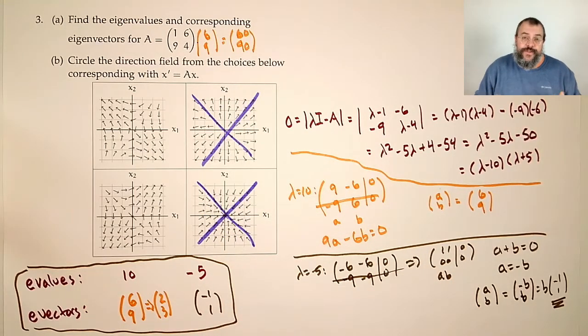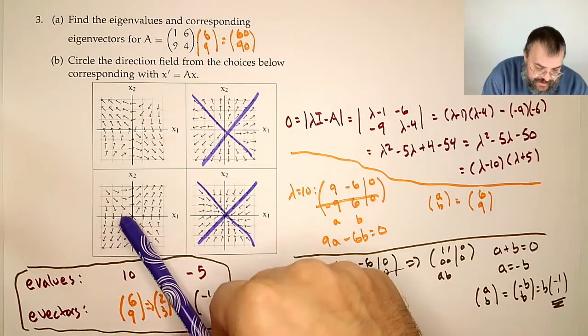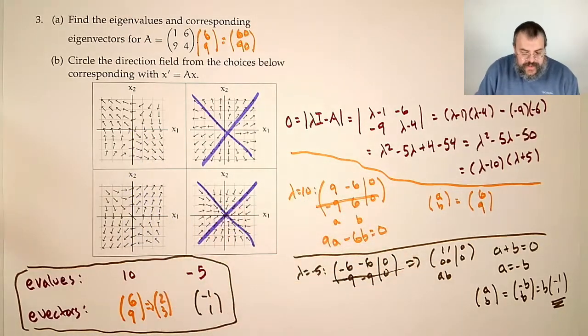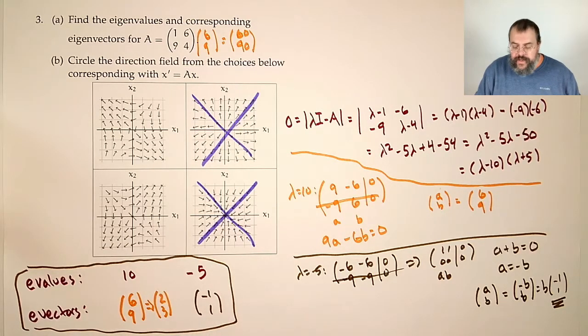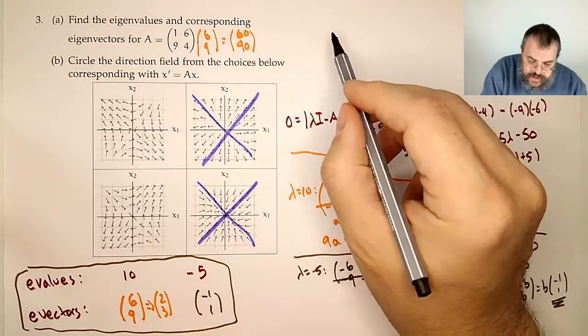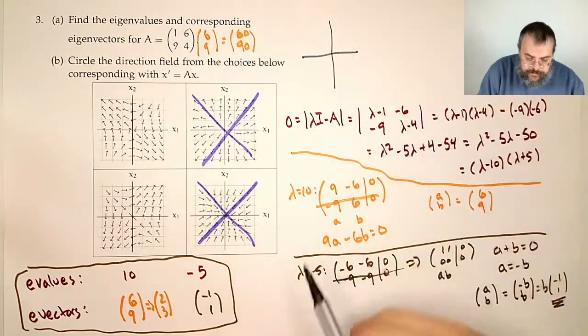So it's not those two. So now we're down to these two, and they're close to each other. And so we just have to say, okay, but which one is right? So this is where we come back and look at our eigenvectors and eigenvalues. And what we can do is just do a quick sketch. So I'll do a quick sketch here.